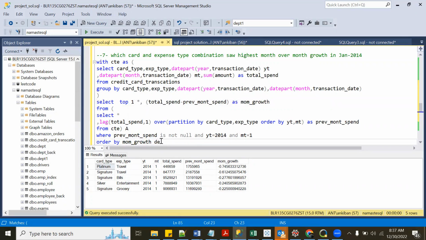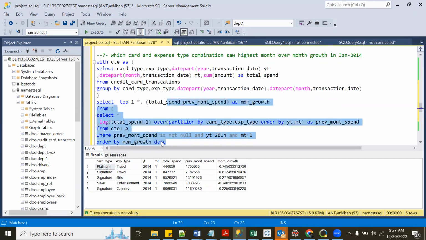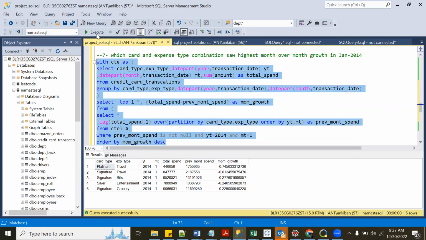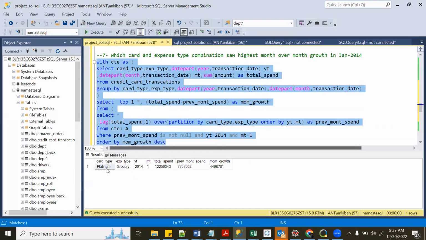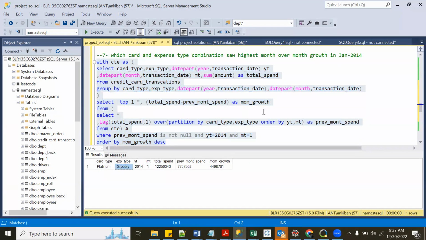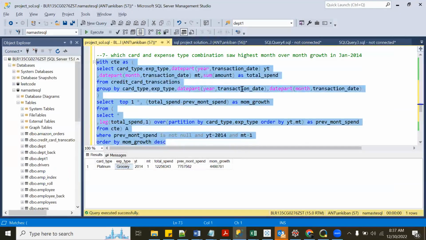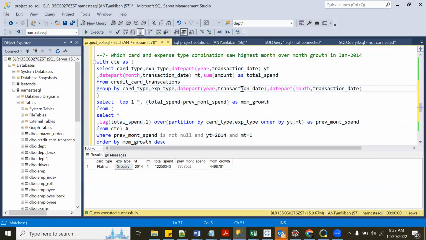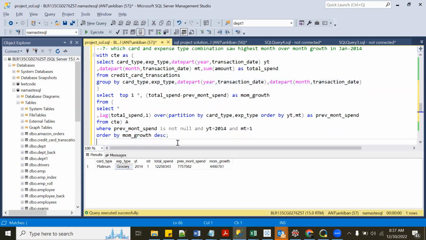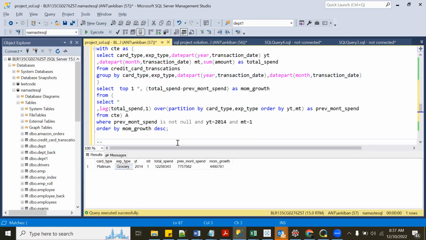And we need to do descending, right? And find the top one. So platinum grocery. Yes, it is right. Let it be like that, because in this also I have done highest month over month growth. But when we talk about growth, I think it is by default percent, but it is fine. Okay, cool. Let's move on to the next question.